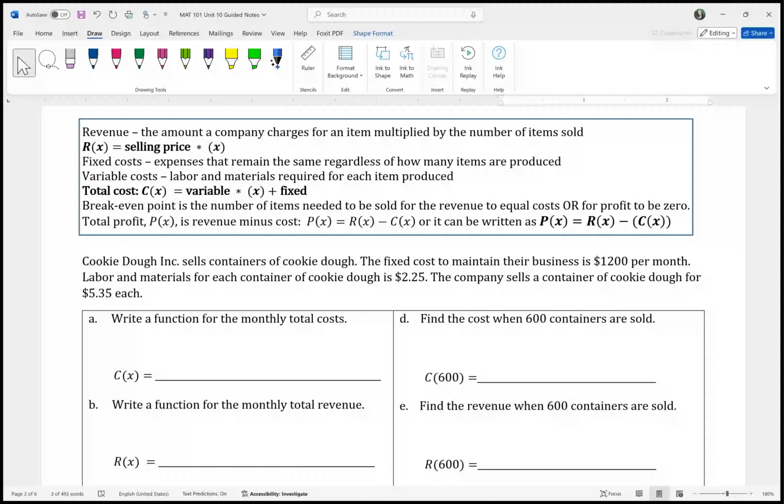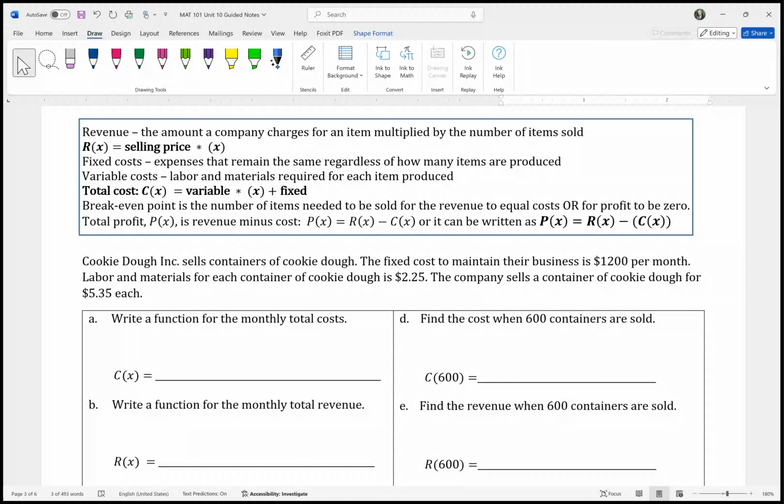Let's look at an application with operations on functions. We are specifically looking today at profit functions. Now, you need a little background here about profit, especially if you've not taken any business classes. That's okay. Let's give you a little background.